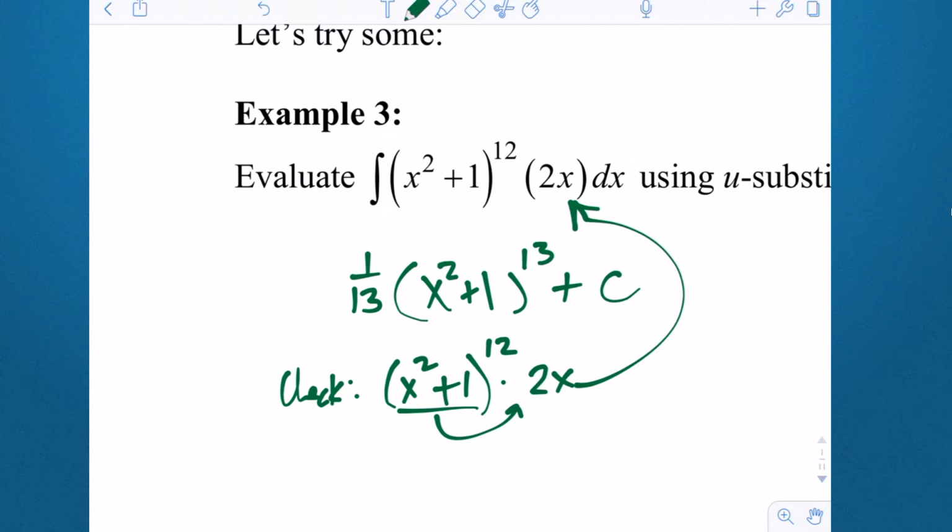It is. Okay? So that other factor is going to go away because you're packaging it back up into that inside function. It doesn't matter how many factors you have. You can have 5 factors.